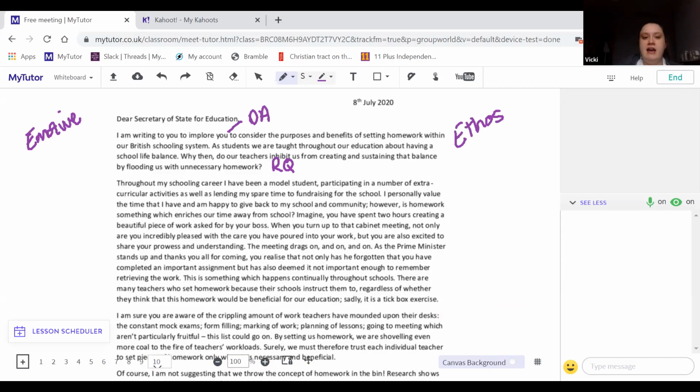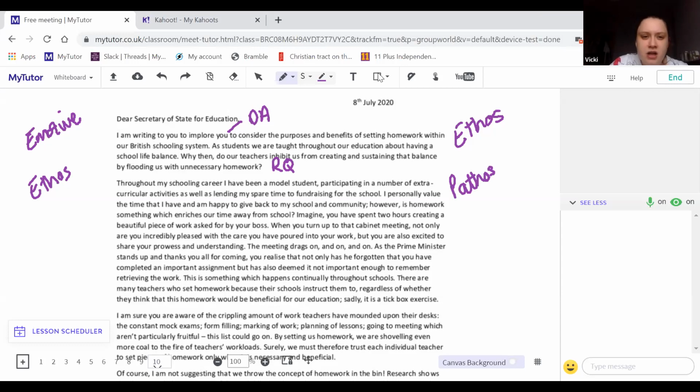"Throughout my schooling career, I have been a model student participating in a number of extracurricular activities, as well as lending my spare time to fundraising for the school." So again, we've got some ethos there in that this person is saying they are a model student, they are to be trusted, and therefore their opinion is worthy. "I personally value the time that I have, and I'm happy to give back to my school and community." So there we're already playing a little bit on feelings, saying, I'm a good person and more than happy to do stuff, but let's be reasonable here.